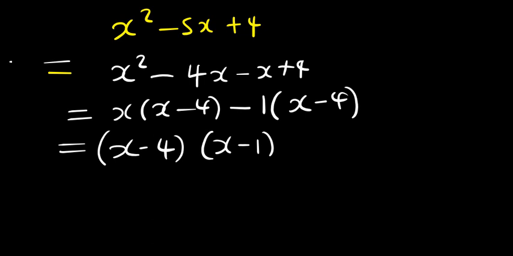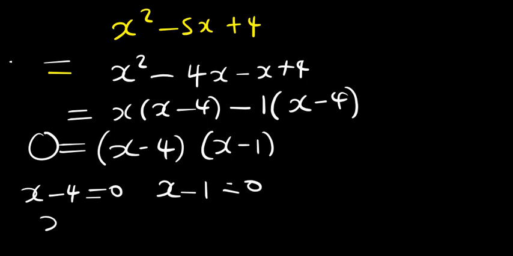If I'm going to turn this one into an equation, I say it is equals to 0. What this means is that x minus 4 is equals to 0 and x minus 1 is equals to 0. Then I solve for the values of x. X will be equals to, when I take the negative 4 to the other side, it's going to become positive 4. When I go to the other side, x will be equals to 1.